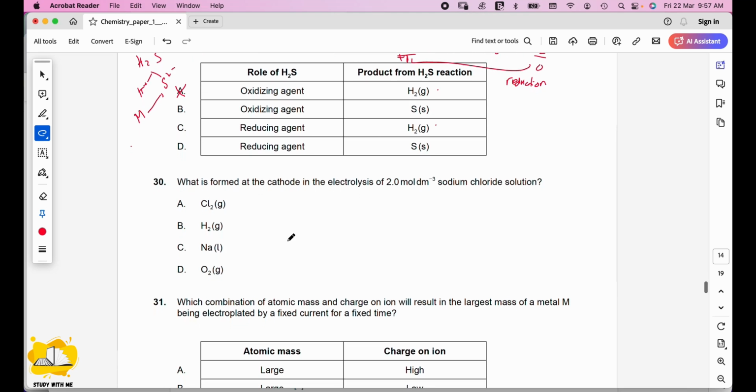Okay, what is formed at the cathode in the electrolysis of 2 mole decimeter cube sodium chloride solution? In sodium chloride solution, so molten sodium chloride, we have NaCl and should be molten. So there is NaOH.